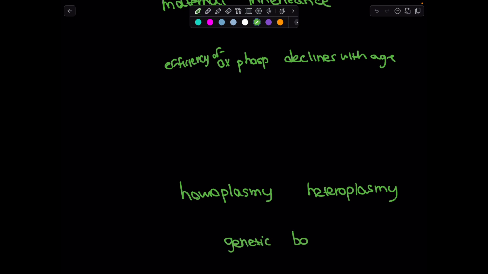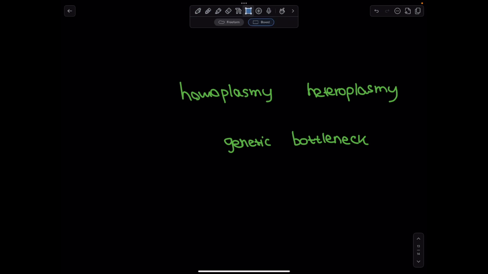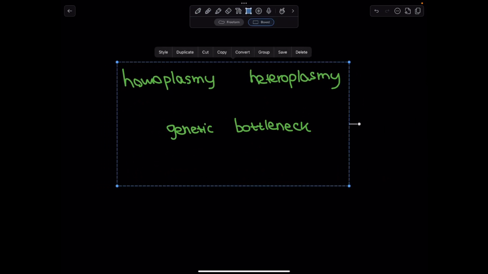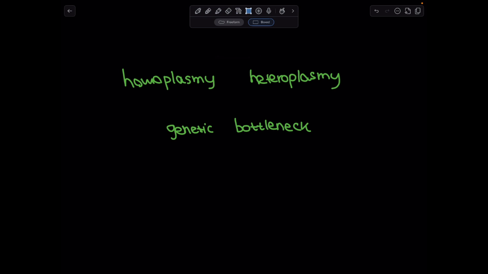Homoplasmy means all mtDNA copies, hundreds to thousands per cell, are identical, either all normal or all carrying the same mutation. Heteroplasmy means a mix of normal and mutant mtDNA copies coexist in a cell.